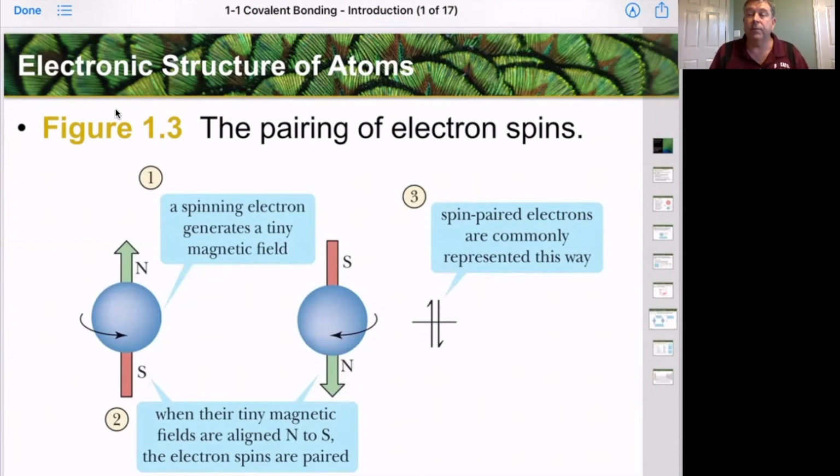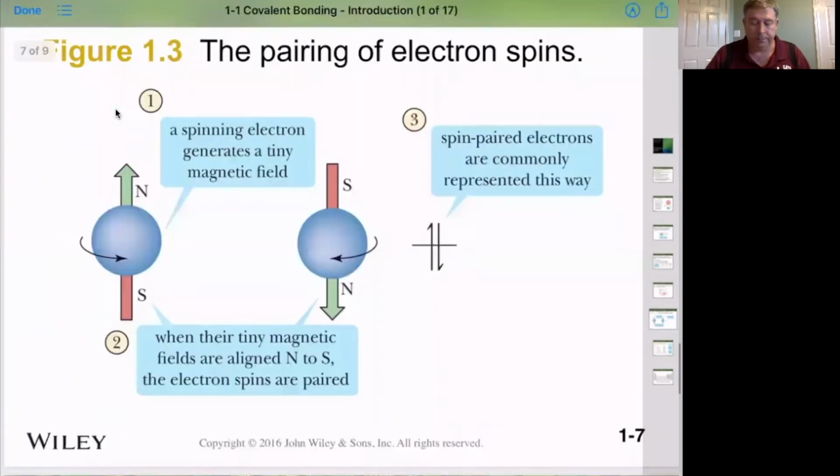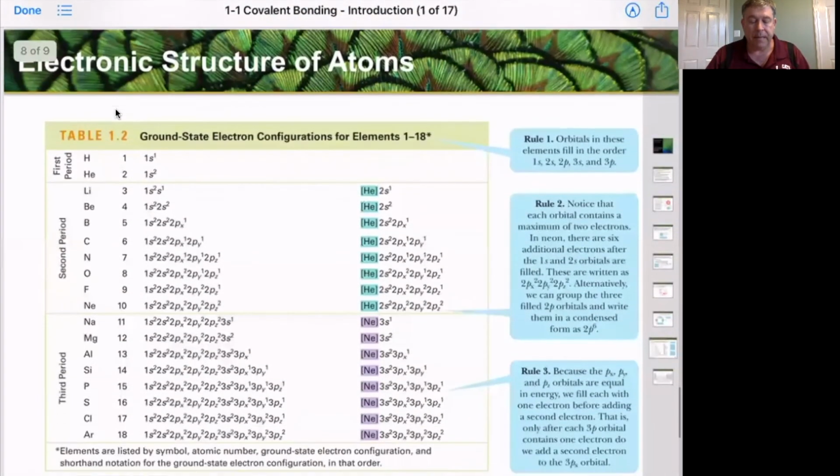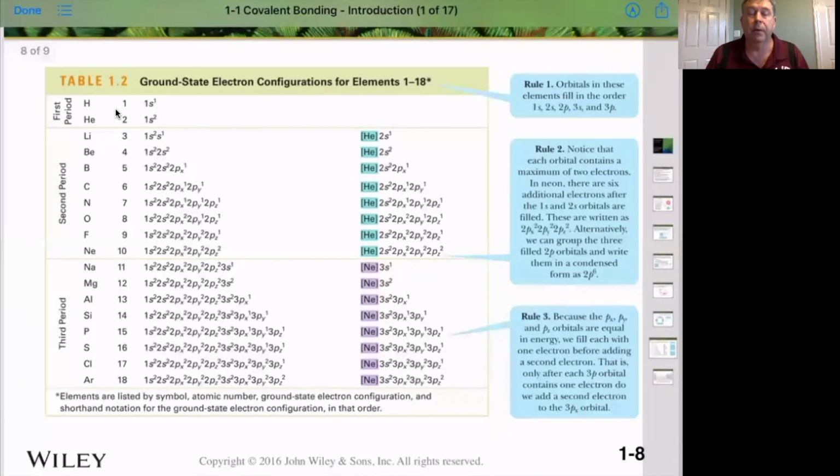So as we fill from the bottom up, we put 1 electron in, then we spin pair that electron, and then we can add electrons to the next level. Okay. Now, protons and neutrons also have spin, and we're going to use that when we talk about nuclear magnetic resonance spectroscopy. Okay. So as we fill from the bottom up, hydrogen only has 1 proton, and therefore in its neutral state it has 1 electron.